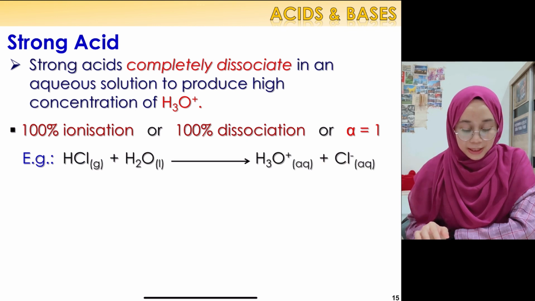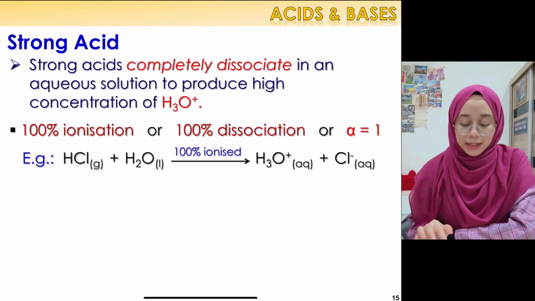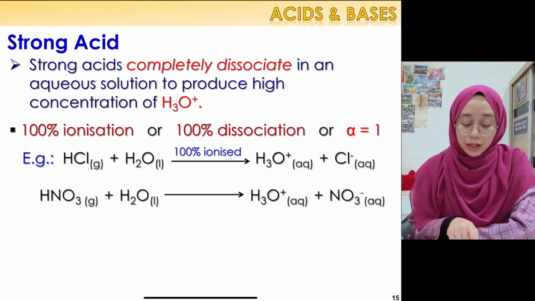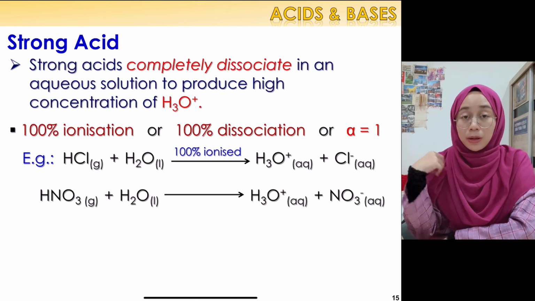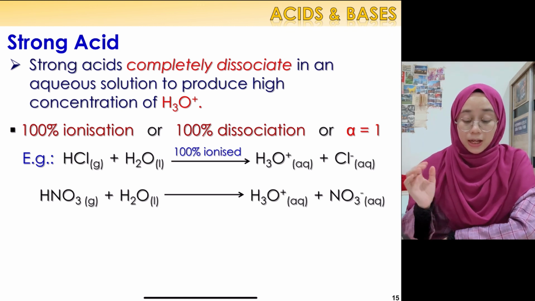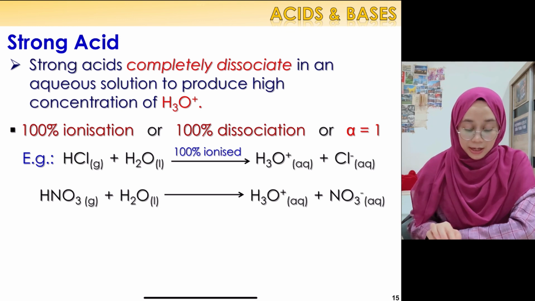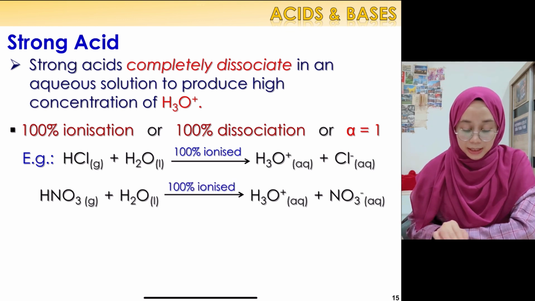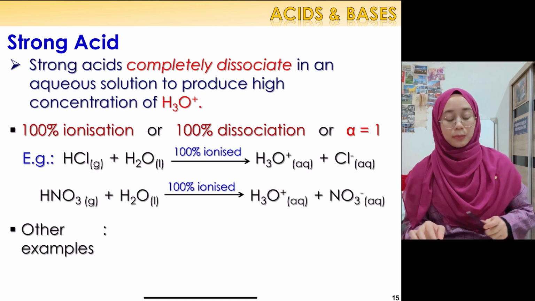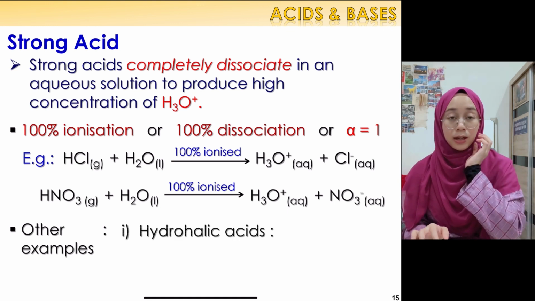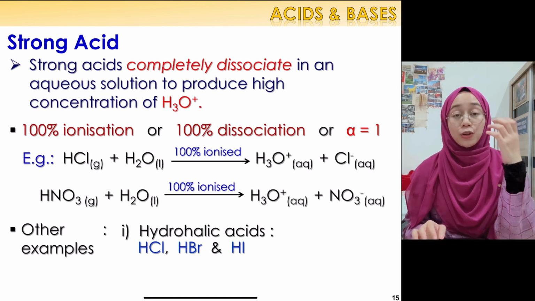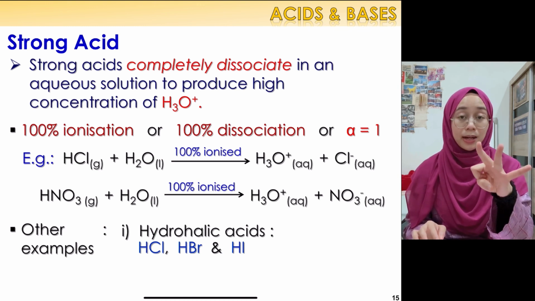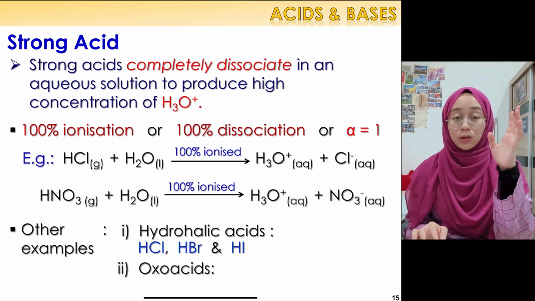Okay, so for example kita ada HCl with water kat sini, so kita akan produce H3O+ dengan Cl-. So 100% ionized, so kita guna arrow one way class. Okay, sebab dia 100% ionized, so dia kita punya arrow one way je. Okay, ataupun contoh lain adalah nitric acid dekat sini, ini pun 100% ionized. Tak banyak contoh untuk kita punya strong acid class. Strong acid kita akan nampak contoh hydrohalic acid, kita ada HCl, HBr, HI. Okay, and then kita ada juga oxo acids.